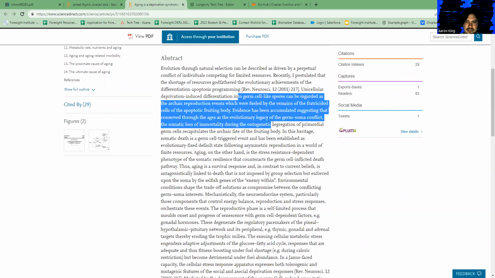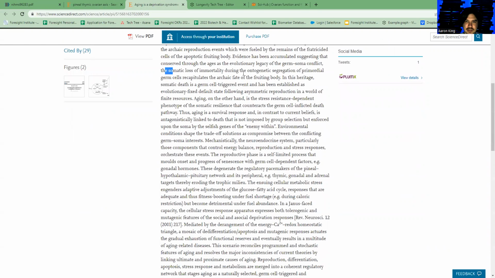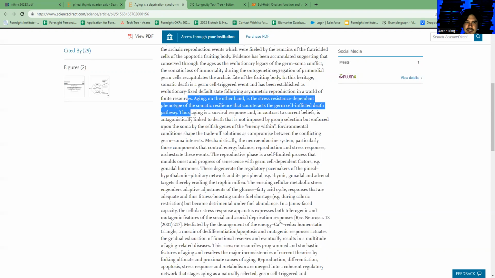Conservative ages. The germ-soma conflict. What conflict? Somatic loss in the germ. Creating body. Somatic death is a germ cell triggered event and is established as a fixed default state. Optimization to measure reproduction in a world of fixed finite resources. Is the stress resistance dependent phenotype on the somatic resilience that counters the germ cell inflicted death? Aging is a survival.